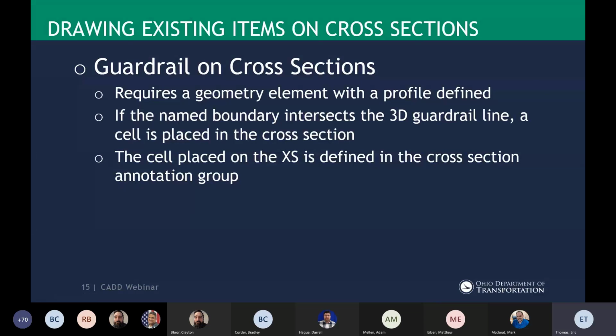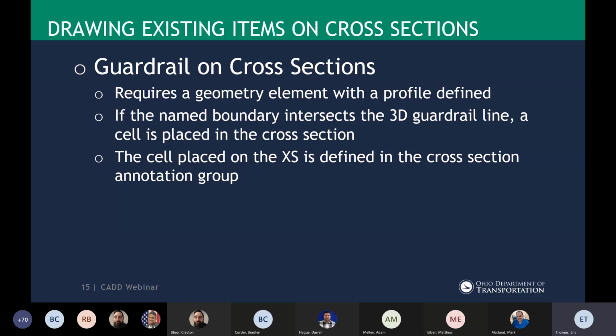Okay, so the user also asked about guardrail on cross sections, and they were specifically asking about existing guardrail. And just like the right-of-way lines, it does require a geometry element with a profile defined, because this is going to be placing a cell. So if it intersects that 3D guardrail line, it's going to place a cell in the cross section. And that again is defined in the cross-section annotation group.